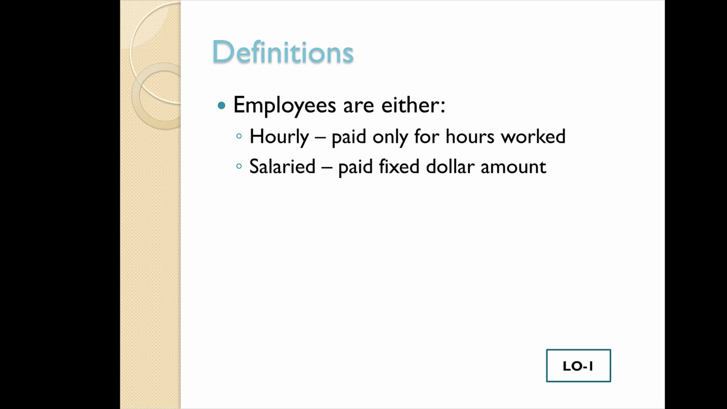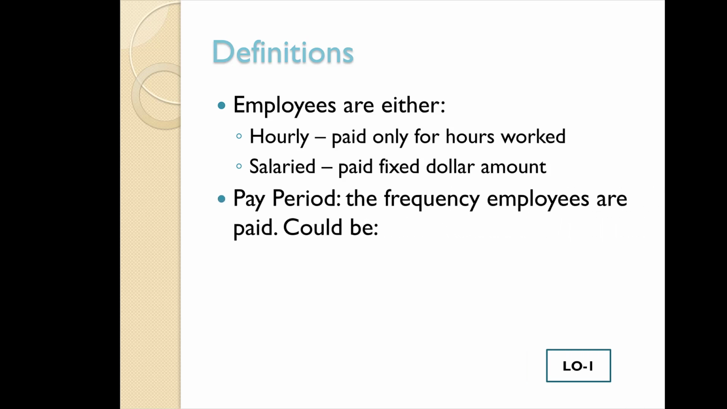So hourly employees, we'll find out, are eligible for something called overtime. Overtime means if you work more than 40 hours in a week, you get paid a higher amount per hour. Salaried employees are not eligible for overtime pay. Not usually. Almost never. And now a company could be really generous and say, oh, we'll give you overtime pay if you're salaried, but that's very rare.